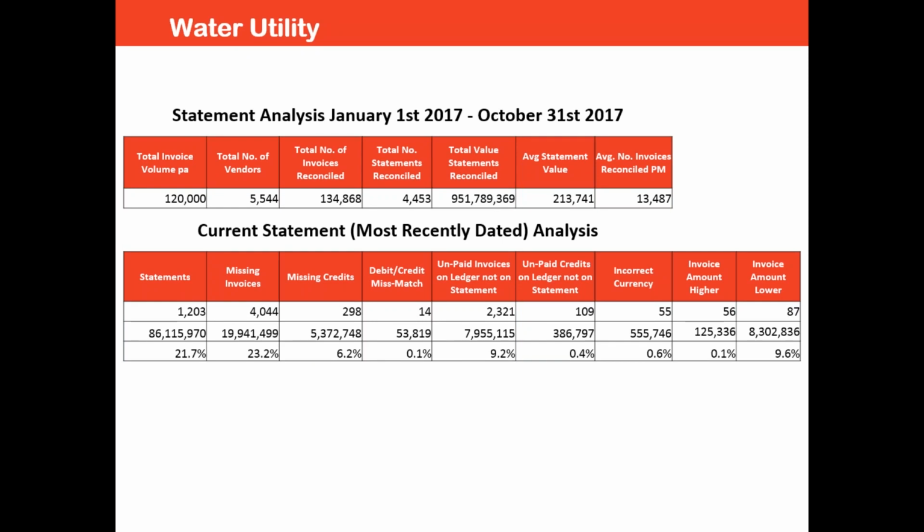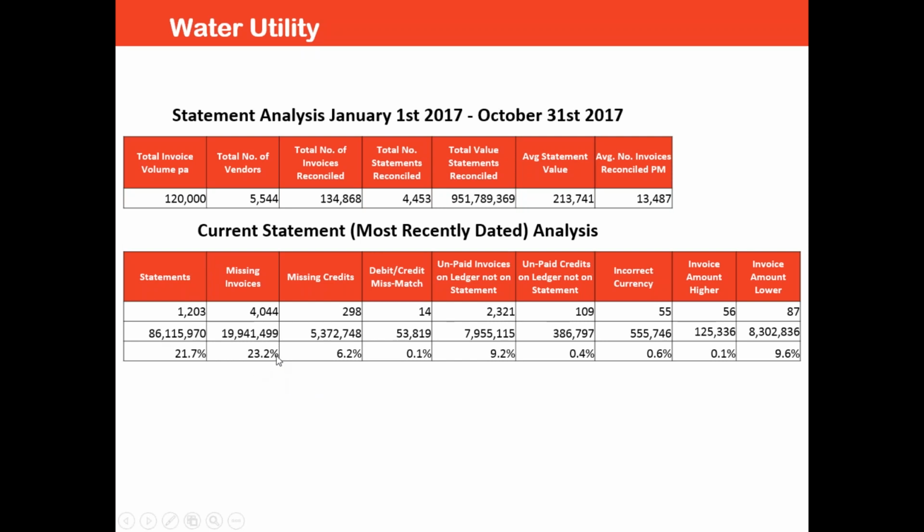So this is a utility. You can see 120,000 invoices per year. They're reconciling about 450 statements per month. And that's quite a high spend. They've got £1 billion worth of spend across those statements, that's the value of the statements reconciled over the 10 months. And then looking below, I've got 1,200 statements in the system currently, for a value of 86 million.